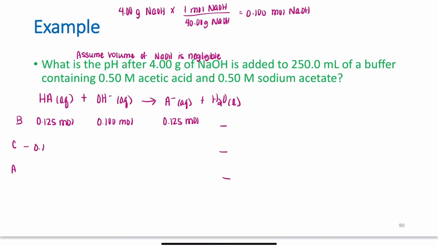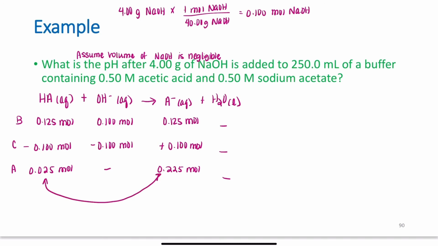So minus 0.100 moles, minus 0.100 moles, because that's the smallest number, plus 0.100 moles. This gives me 0.025 moles of acid remaining. And I now have 0.225 moles of my base. Because I have both acid and base present, I have a buffer.